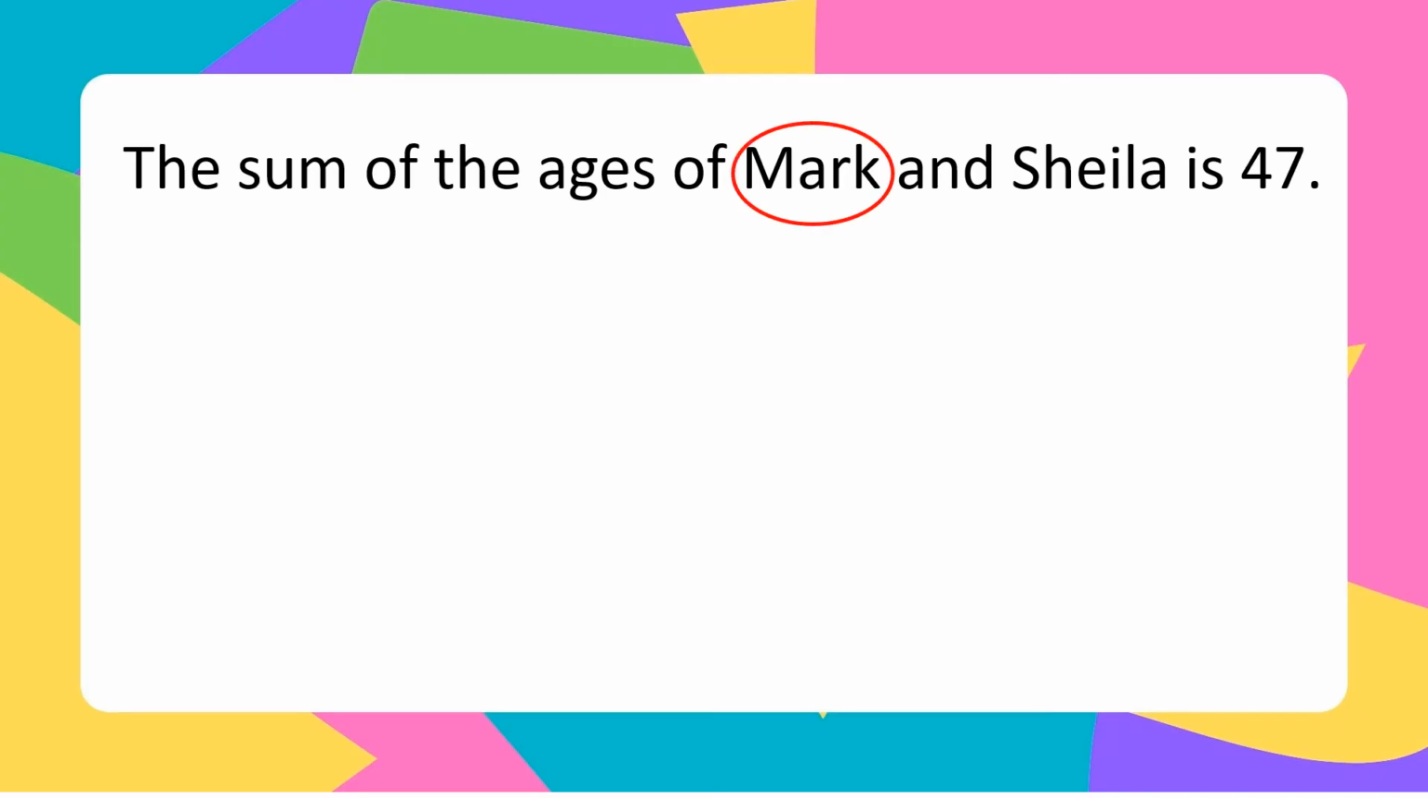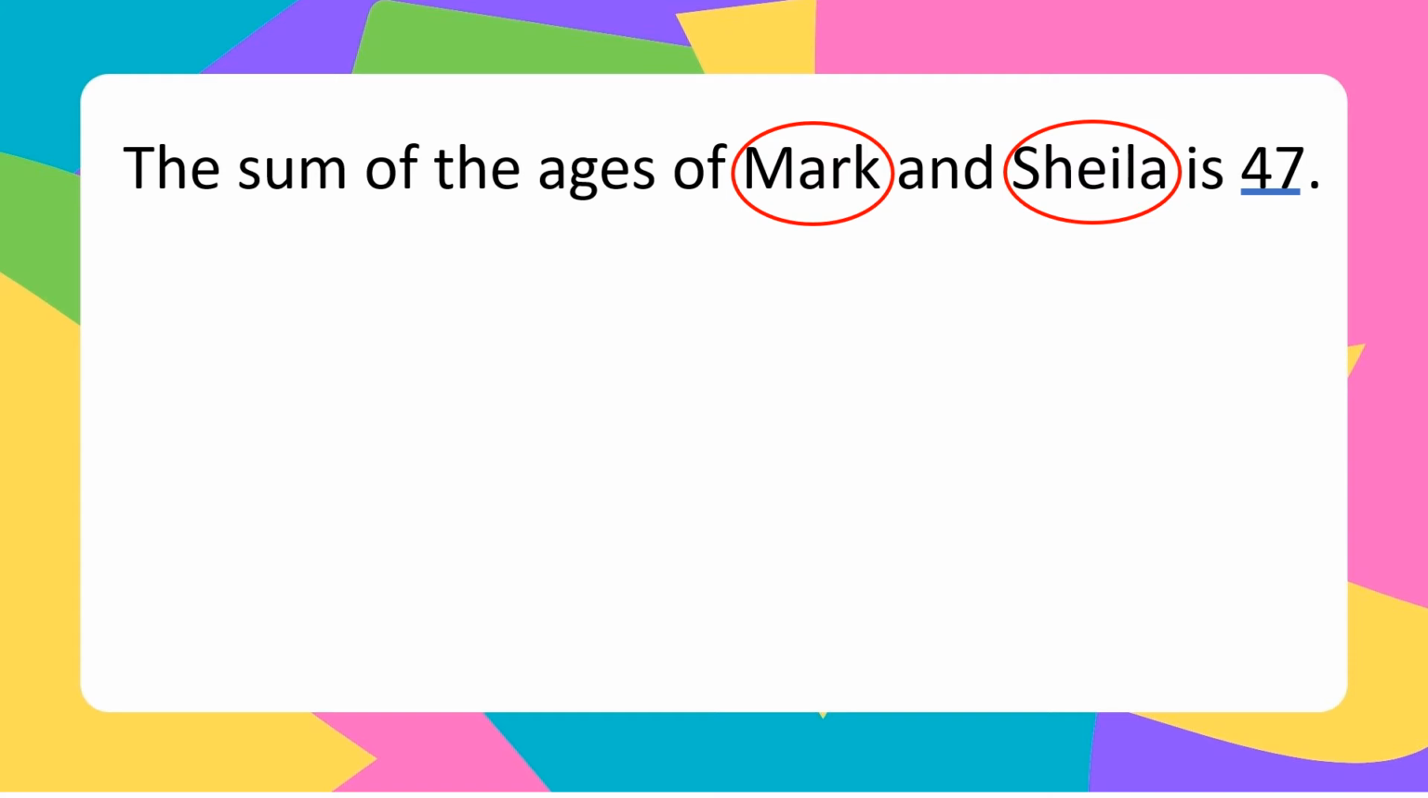Now, let's have this problem. The sum of the ages of Mark and Sheila is 47. In this case, the ages of Mark and Sheila are unknown. However, adding their ages together will give us a sum equal to 47. So this will be enough information for us to come up with the linear equation.